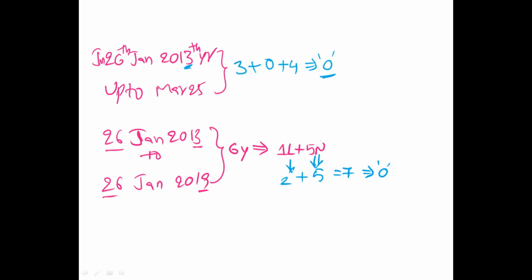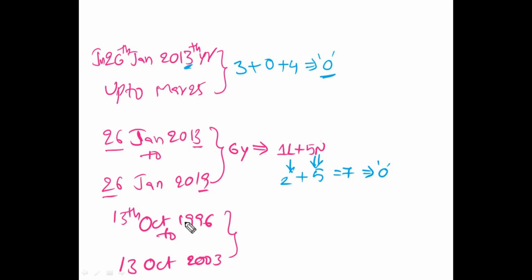Let us see one more example. From 13th October 1996 to 13th October 2003. If you see here also the date is same, 13th October, so directly by taking year gap we can get the answer. 1996 to 2003, how many years gap? Before 2000, 4 years, after 2000, 3 years, total 7 years gap.